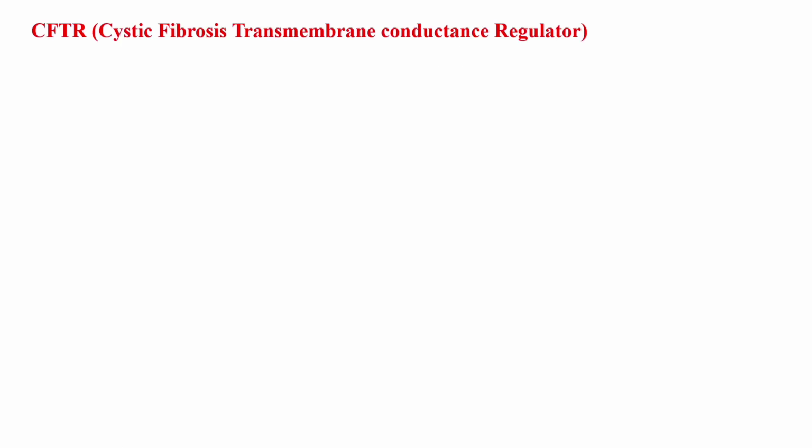Welcome everyone. Today we are going to learn about CFTR protein. The full form of this protein is cystic fibrosis transmembrane conductance regulator. Now the mutation of this protein can cause cystic fibrosis.